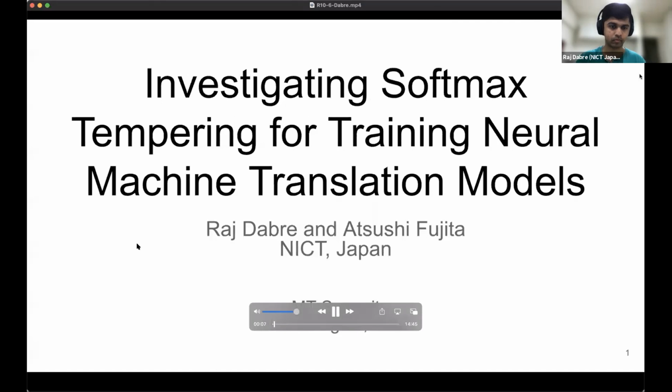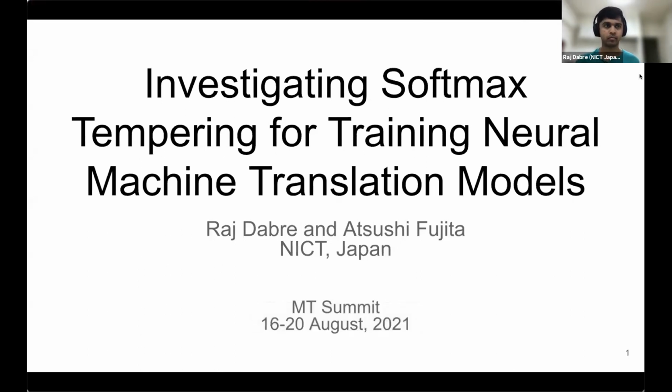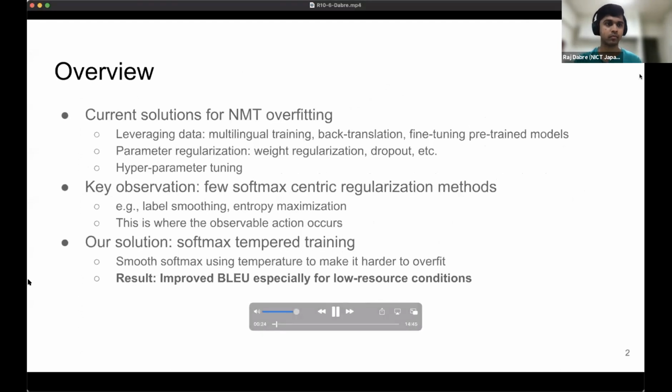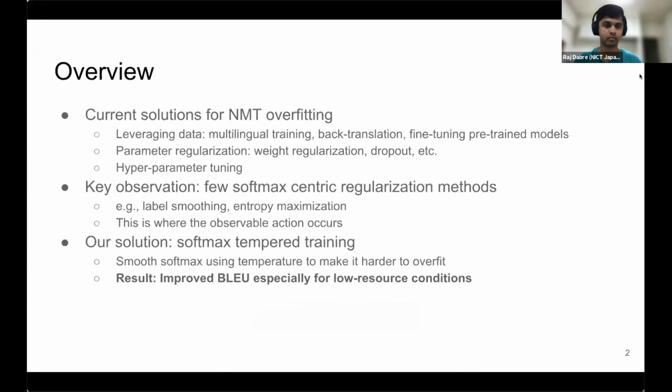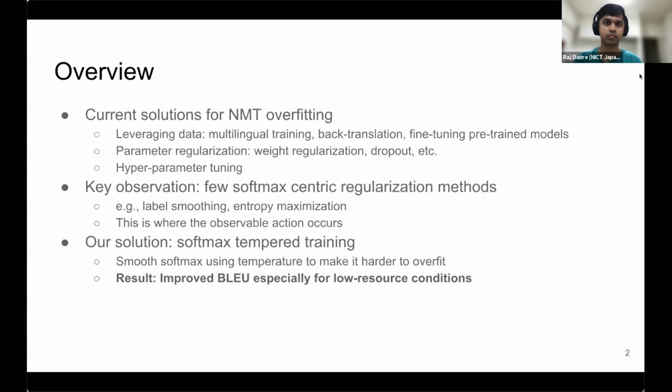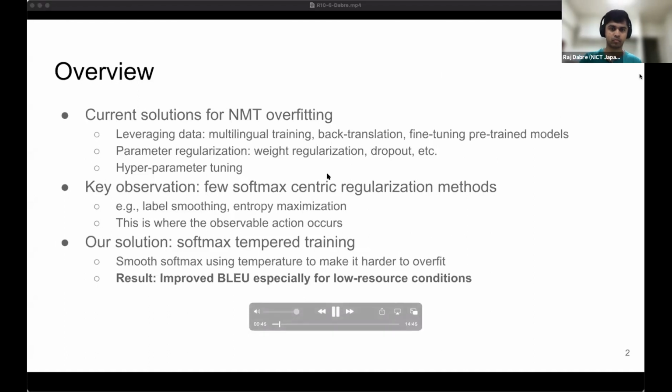Hello, I'm Raj Dabre from NICT Japan, and along with my co-author Atsushi Fujita, I'm happy to present our work titled Investigating Softmax Tempering for Training Neural Machine Translation Models. Our work focuses on addressing some core issues in neural machine translation. One main problem in neural machine translation is overfitting, which is a big issue in low resource settings. The main reason being that overfitting reduces the generalizability capability of a model and therefore prevents it from reaching the best possible translation quality. The current solutions for NMT overfitting are by leveraging data, parameter regularization, and hyperparameter tuning.